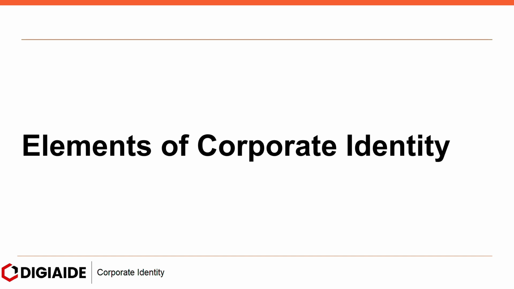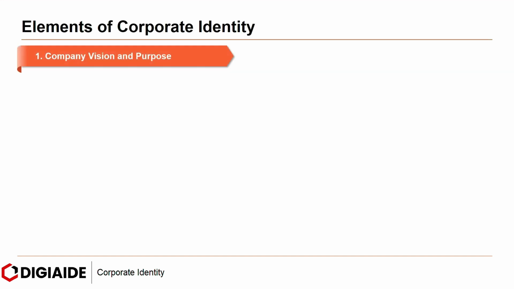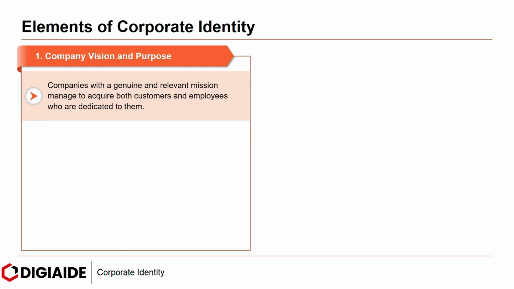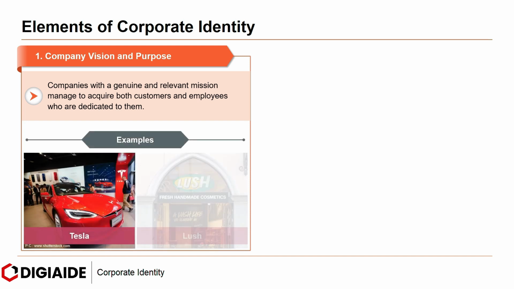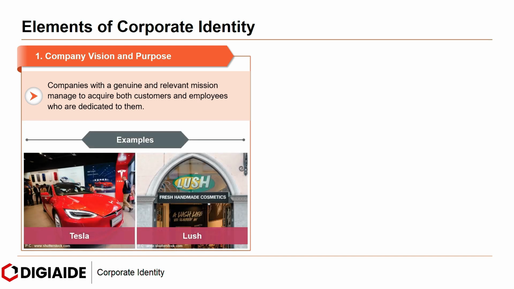Next, elements of corporate identity. First, company vision and purpose. Companies with a genuine and relevant vision manage to acquire both customers and employees who are dedicated to them. For example, Tesla for its electric vehicles and Lush Cosmetics, which are handmade.